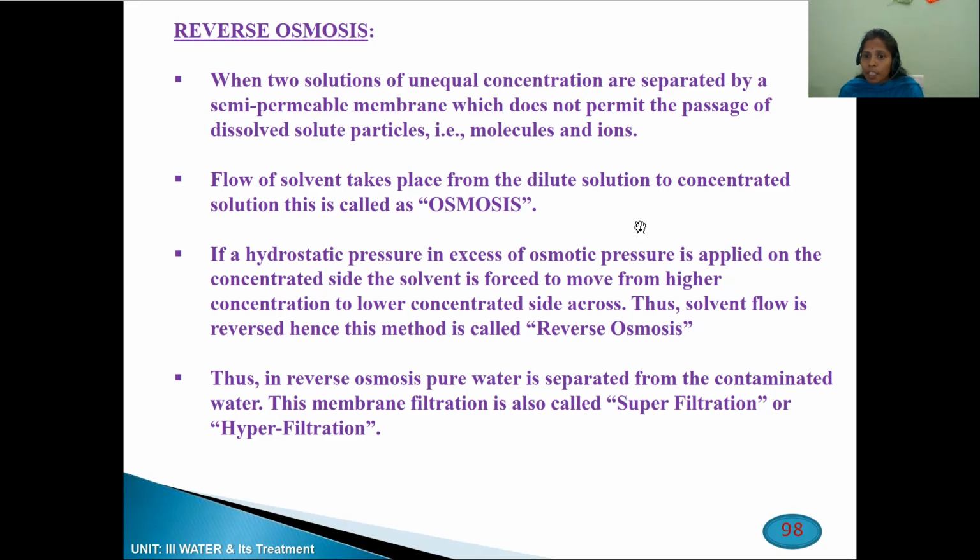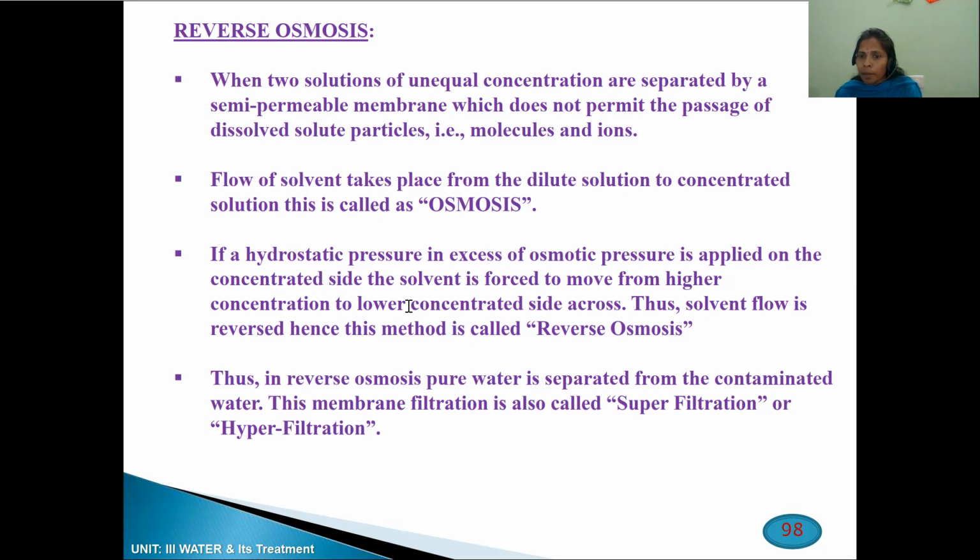But the reverse osmosis process is not a natural process. It is an artificial process, which is done only in the presence of external pressure by human beings. So what is meant by osmosis? When the solvent particles transfer from dilute to concentrated, that is called osmosis. But what is reverse osmosis? The solvent particles transfer from the concentrated to the dilute side. That is reverse osmosis. If a hydrostatic pressure in excess of osmotic pressure is applied on the concentrated side.